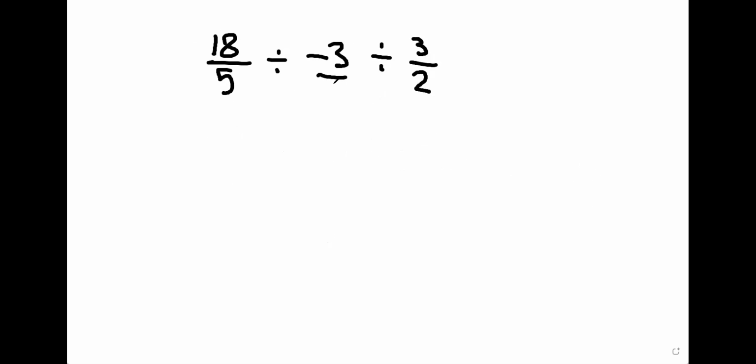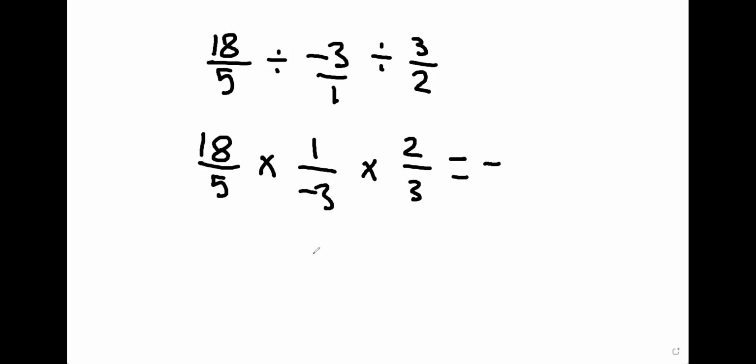Now, negative 3 is definitely over 1. We want to change the division sign to multiplication. So 18 over 5 stays the same. Then you change this to multiplication. You flip this, so it becomes 1 over negative 3. And then also this division sign changes to multiplication. You flip, and this becomes 2 over 3.